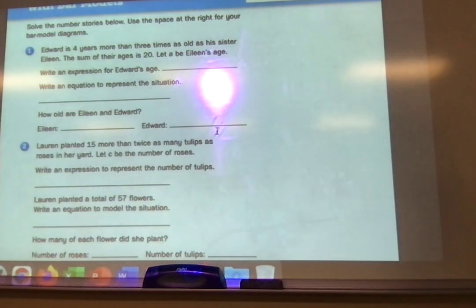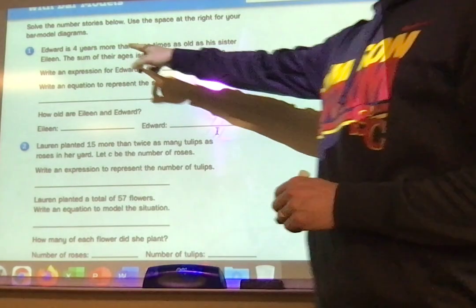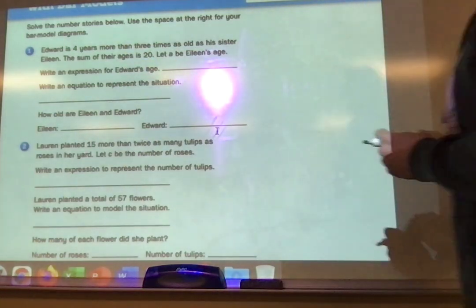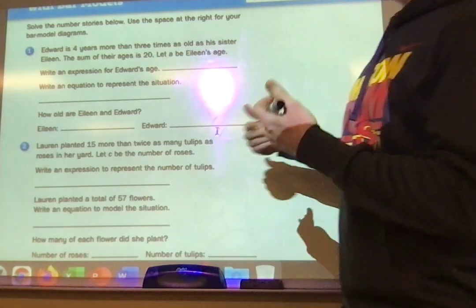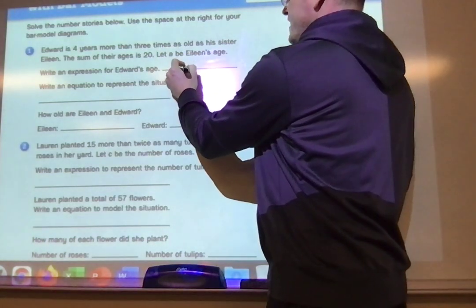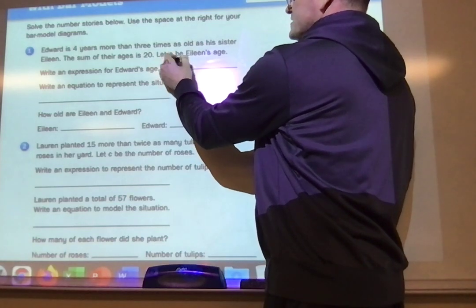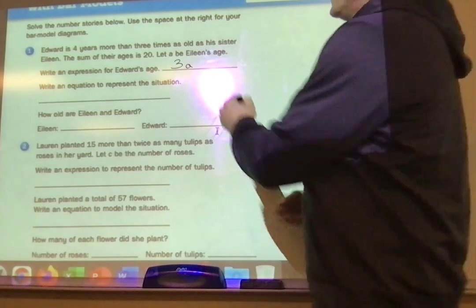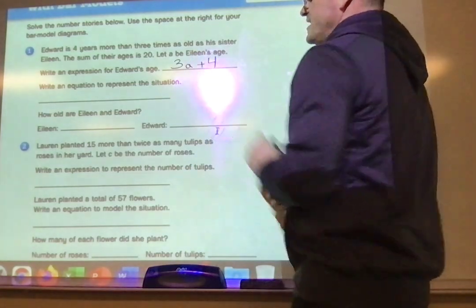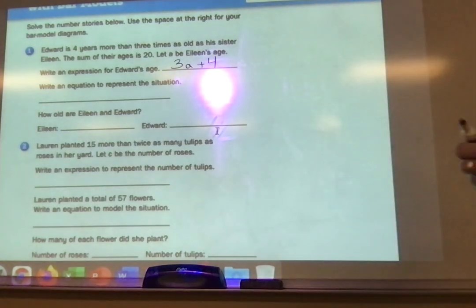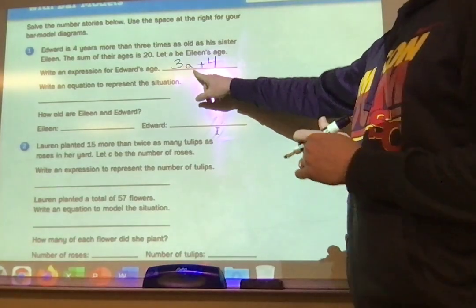So if we know A is Eileen's age, Edward is 4 years more than 3 times as old. In other words, he's triple her age plus 4 more. So I could say 3A: whatever Eileen's age is, if I triple it and add 4, that would be Edward's age. So this would just be Edward's.